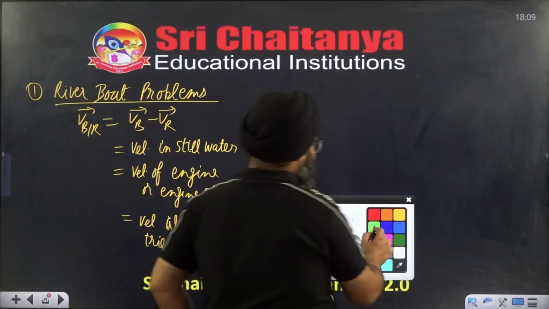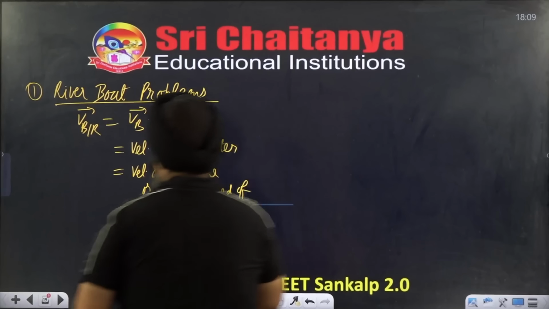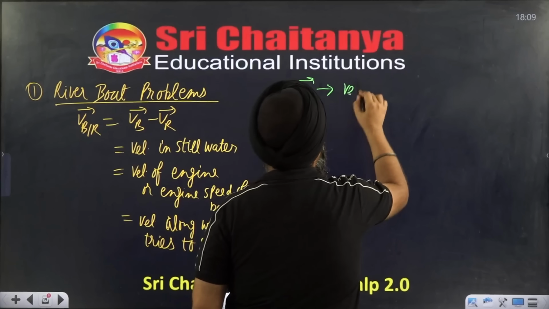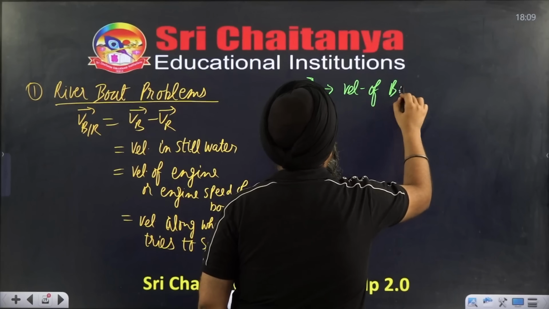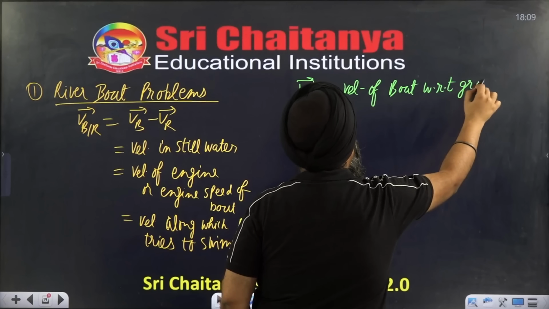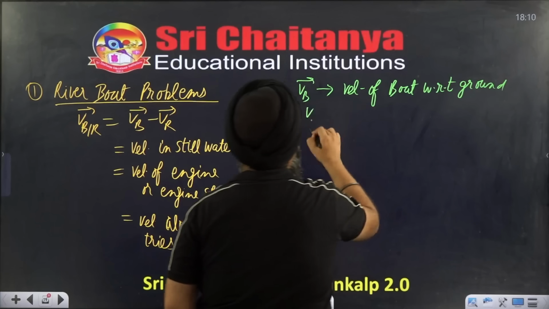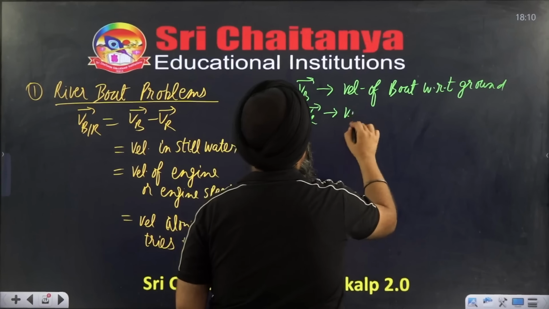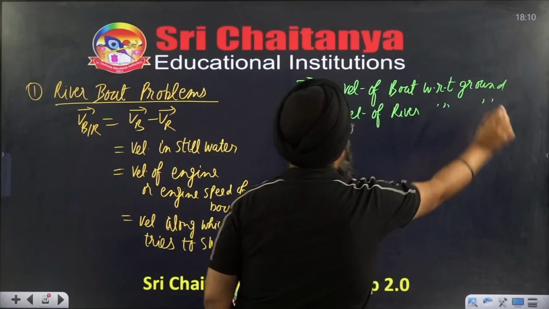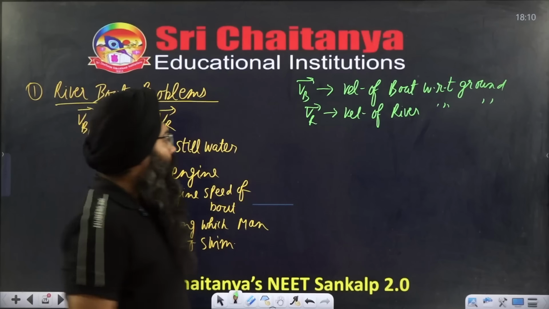Now how to calculate these things? Achha, VB is what? Let me write VB also. VB is basically the velocity of boat with respect to ground. Always remember, this is the velocity of boat with respect to ground. And river velocity is what? River velocity you already know. It is the velocity of river with respect to ground. Okay? Now how to calculate this?